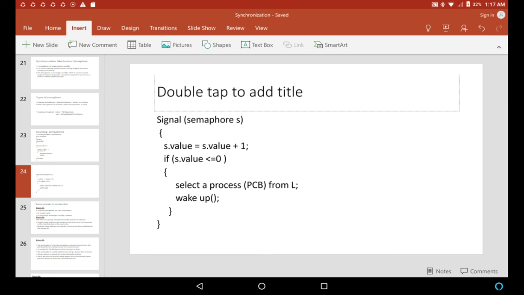Suppose at a particular time s is equal to 10, and there are two sets of operations given, 6P and 4V.